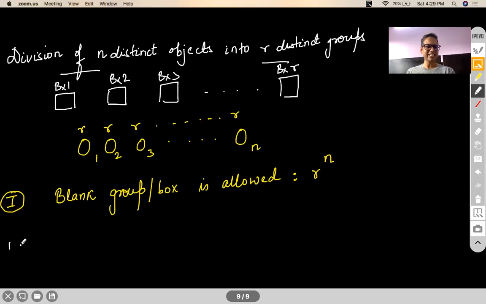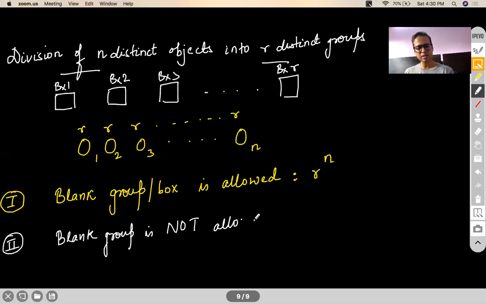Now, the second case is slightly tricky. What if blank groups are not allowed? Blank group is not allowed. That means every box should contain at least one ball in it. How will you solve this question?